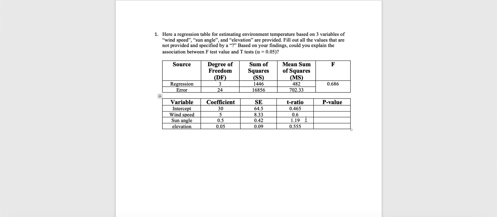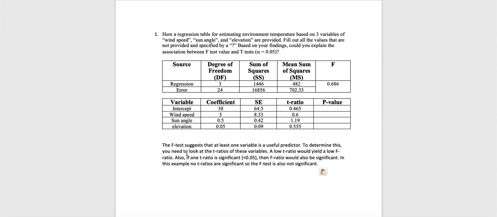Now, if one of our t ratios is significant, meaning any of our t ratios is less than 0.05, then our f-test is also going to be significant. Here, as you can see, none of our t ratios are less than 0.05, so our t ratios are not significant, meaning our f-test is not significant also. And here is the explanation for that.